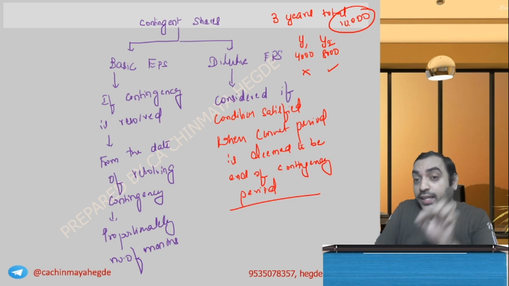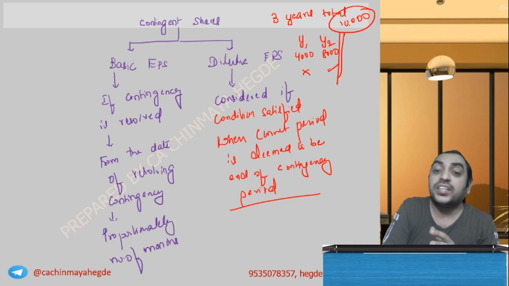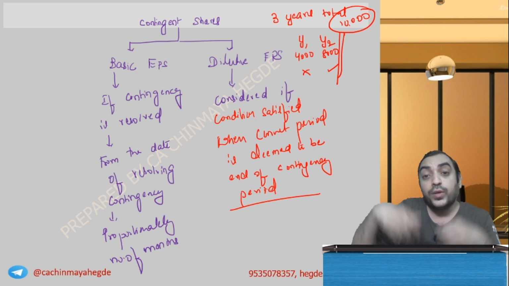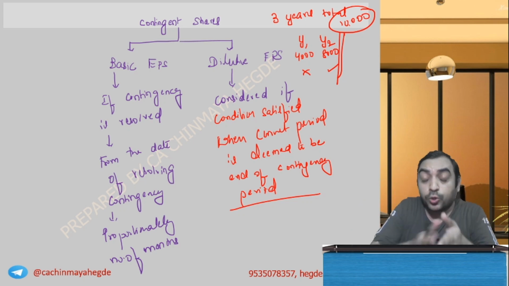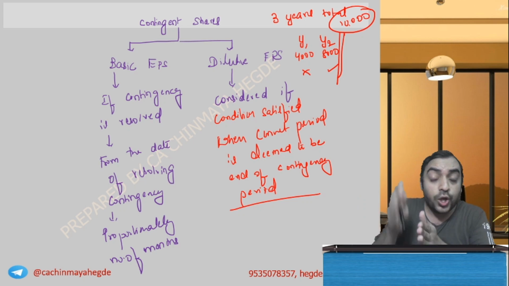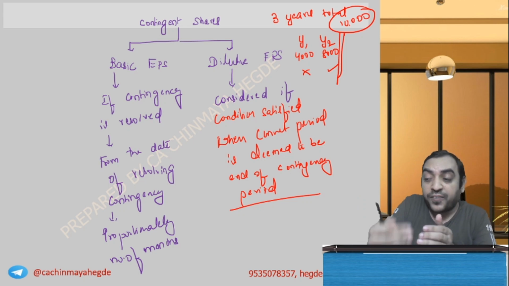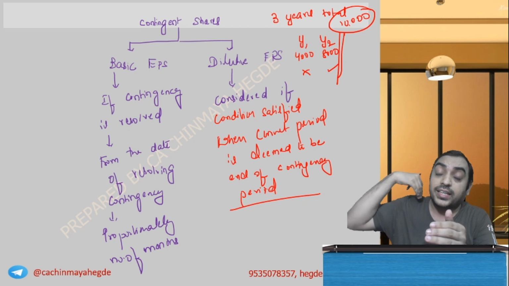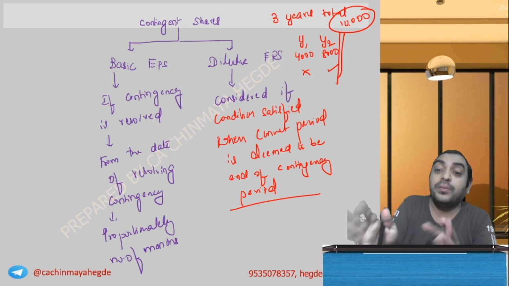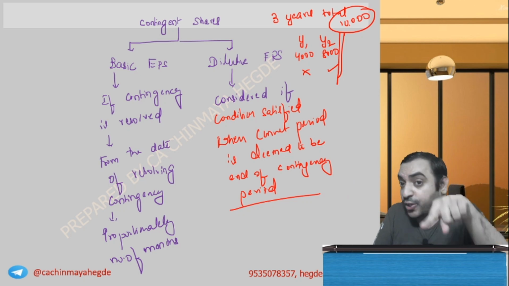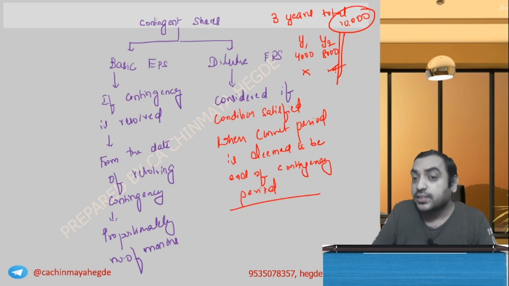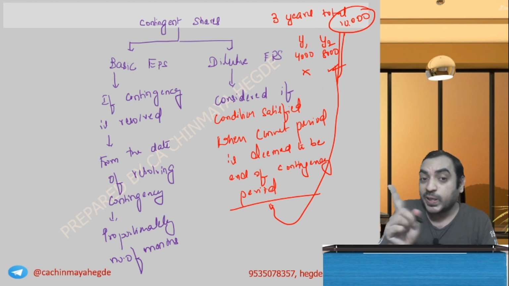But if you deem that year 2 is the end of the contingency period, that year 2 itself is over, for the purpose of dilutive EPS, I am telling you, deem that only the 2-year period is considered. The date on which you are preparing the financial statements is considered to be the end of the contingency period. Deem it for the purpose of dilutive EPS. Will you satisfy the condition in that scenario? In this example, yes. For year 2, don't take it in basic EPS, take it in dilutive EPS.